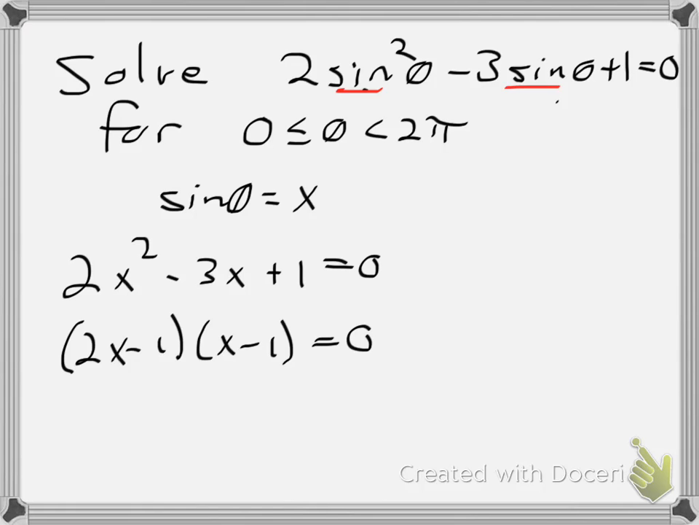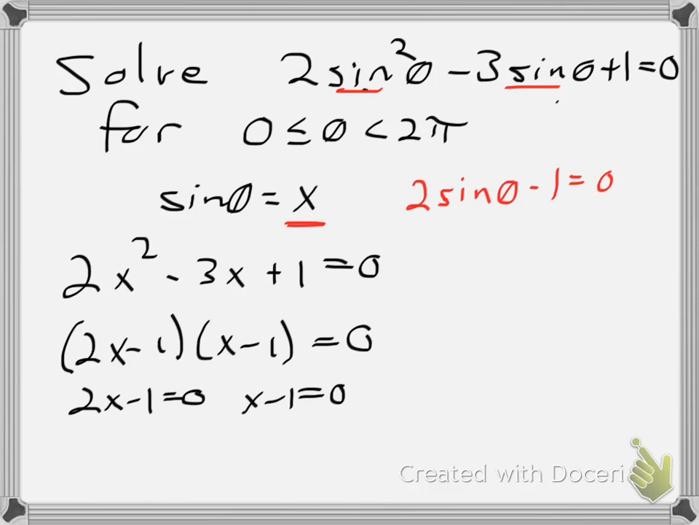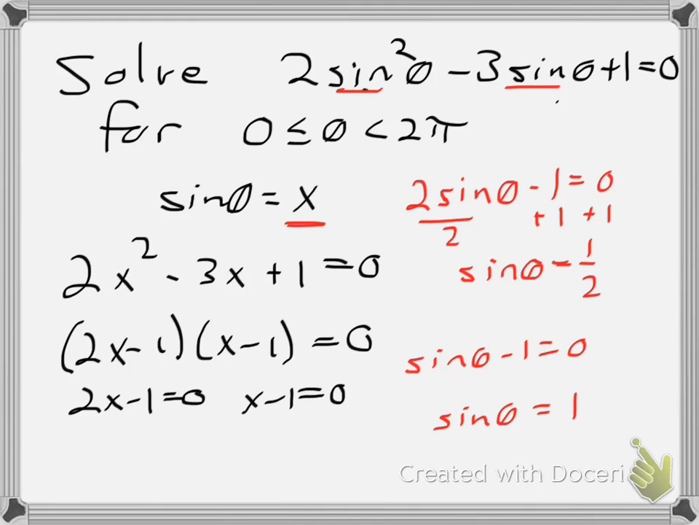Which means when I set each of these equal to 0, it's essentially saying, when I substitute back in, that I have 2 sine of theta minus 1 equals 0, and when I solve, by adding 1 and then dividing by 2, I'll have sine of theta is equal to 1/2. And likewise, I'll have sine of theta minus 1 equals 0. When I add 1 to both sides, I'll have sine of theta equals 1.